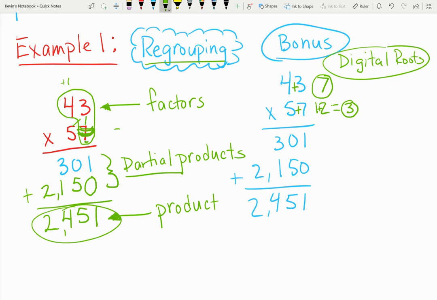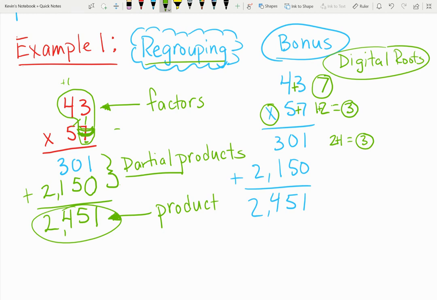Okay, so remember, our mode of operation is we're going to multiply. So again, what we're going to do is you multiply 7 times 3. So you're multiplying the top and the bottom number. We know that equals 21. Then we add those two together. 2 plus 1 is 3. So the digital root, if I multiply 43 times 57, is 3.